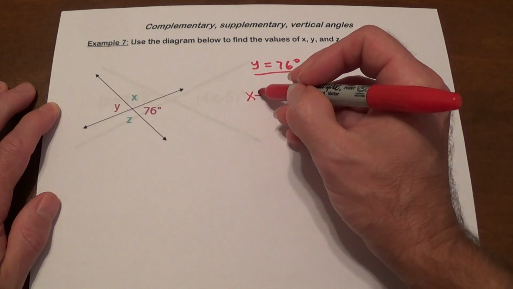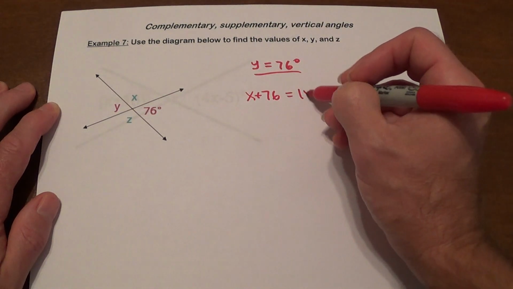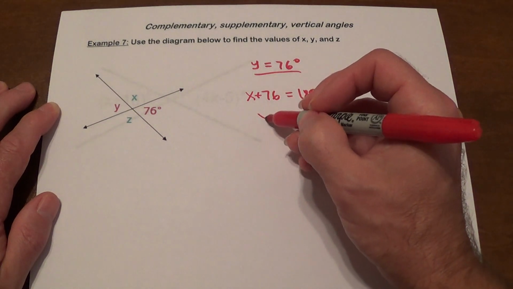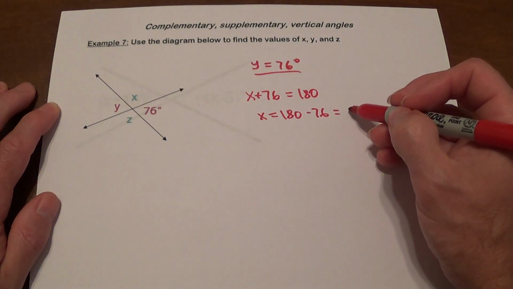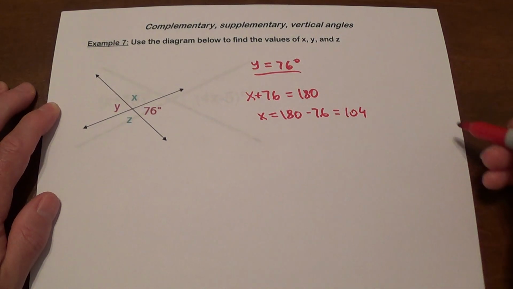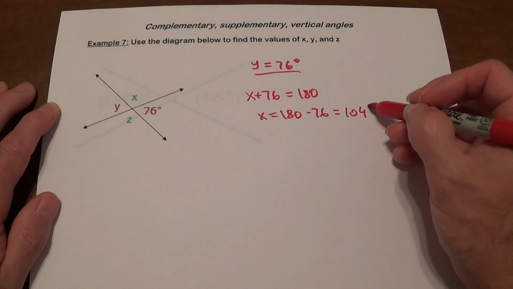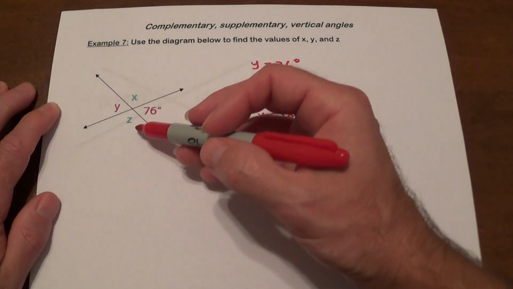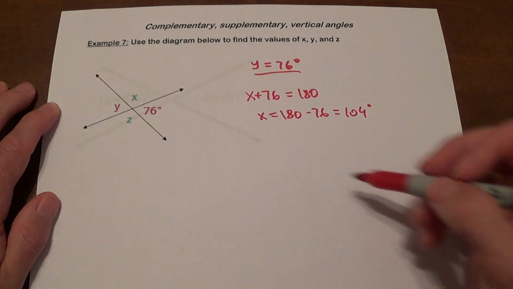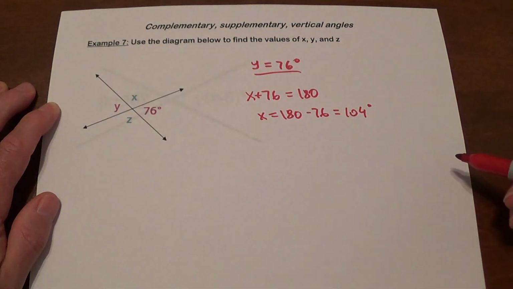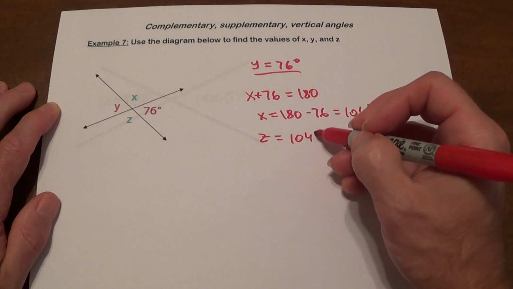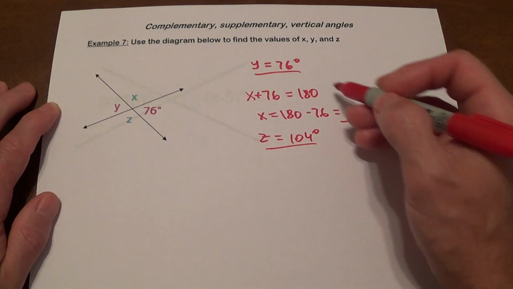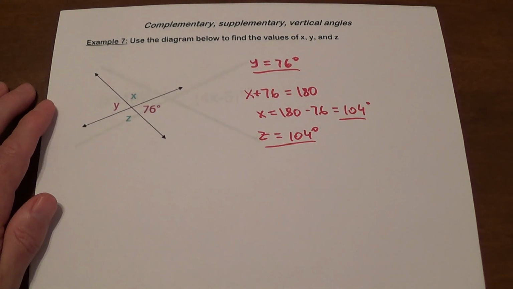So we can say that x plus 76 equals 180, which means x is going to be 180 minus 76, which is going to be 104. So x is 104, and z is also 104 because x and z are vertical angles, which means they are congruent, which means they have the same measure. So z equals 104. So z, x, and y. Pretty easy.